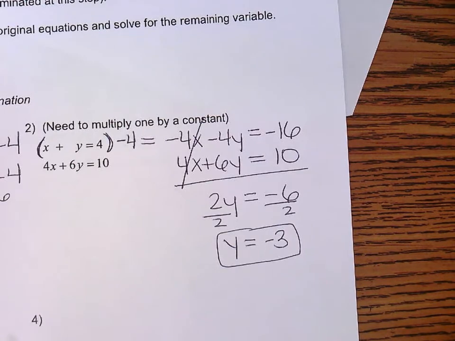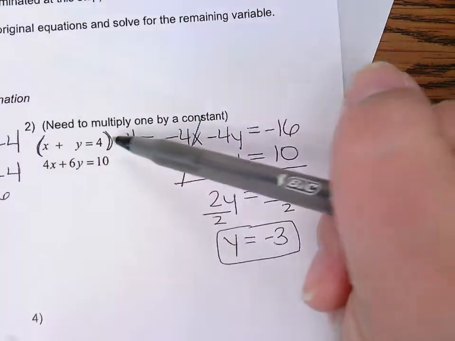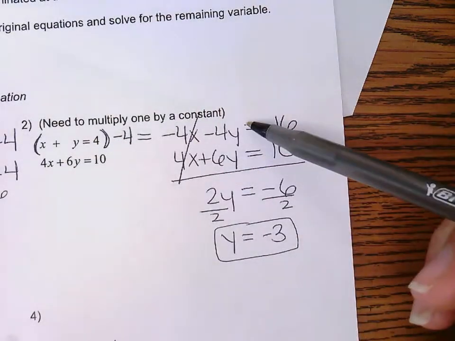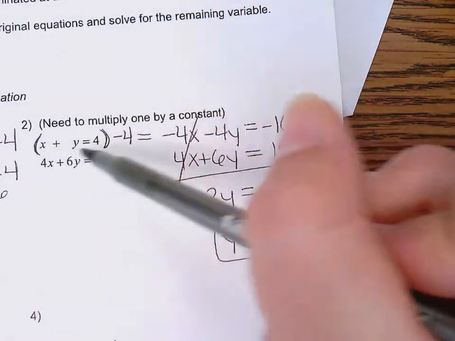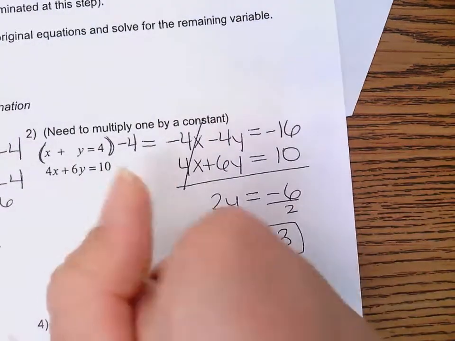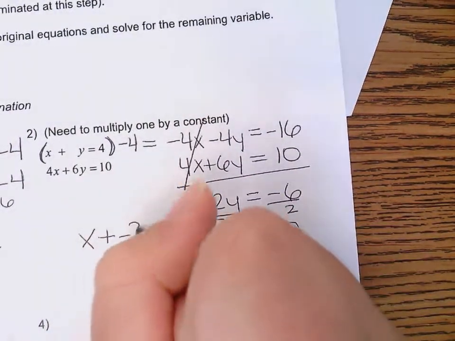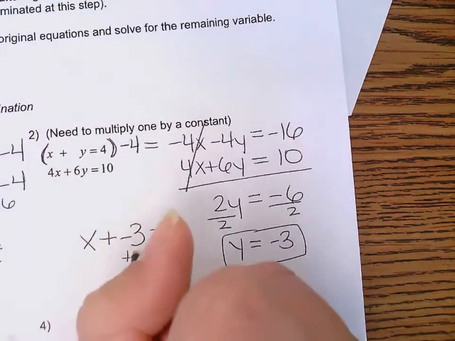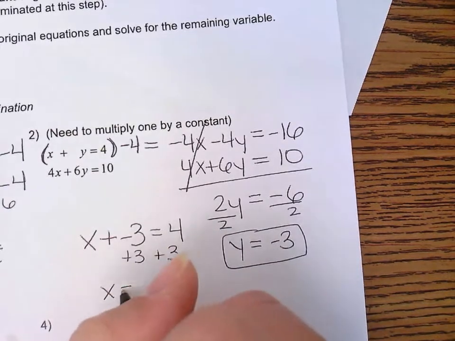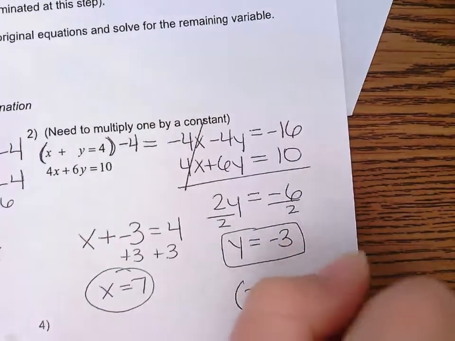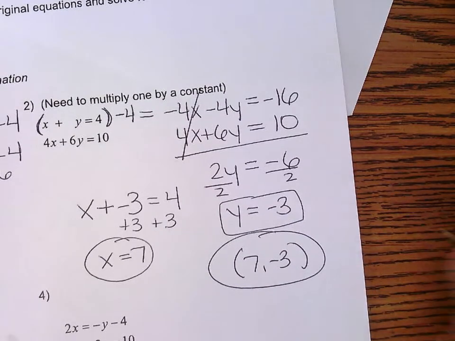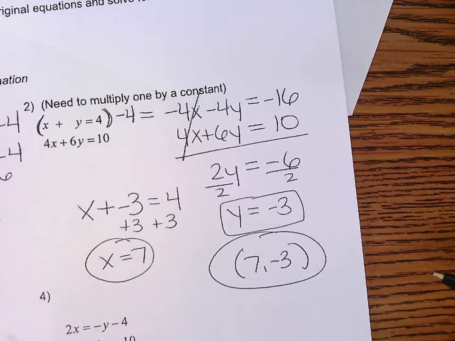Once I have y, I can plug it into either the top equation, the bottom equation, or my new equation over here. I think the easiest place is this top equation. x plus y, negative 3, has to equal positive 4. Just by adding 3 to the other side, I can see that x would have to be positive 7. So my final answer is 7, negative 3. Remember, your x always goes before your y, so make sure to write them in the correct order.